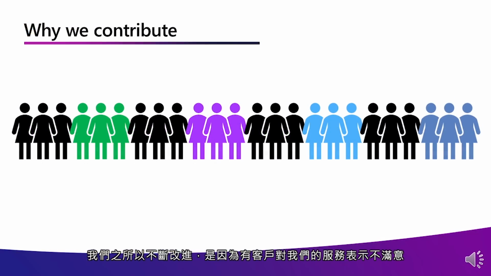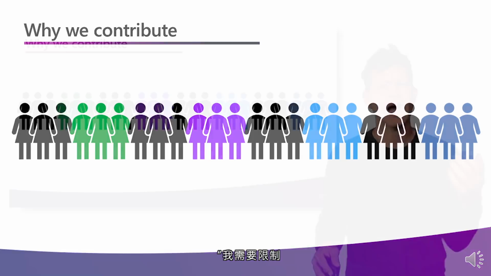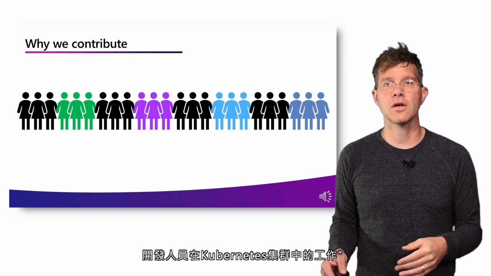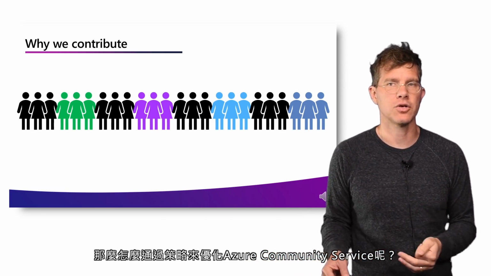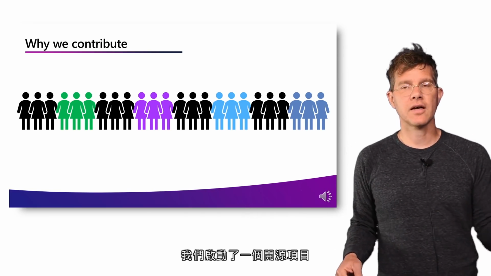You know, it always starts for us with an unhappy customer. It starts for us with a customer who has a requirement and a need that isn't being fulfilled. And in particular, in the case of policy, it was customers who were saying, I need to be able to limit what my developers are doing within this Kubernetes cluster. I love Azure policy. How can you make it work for the Azure Kubernetes service? And we started an open source project in response to that customer need.